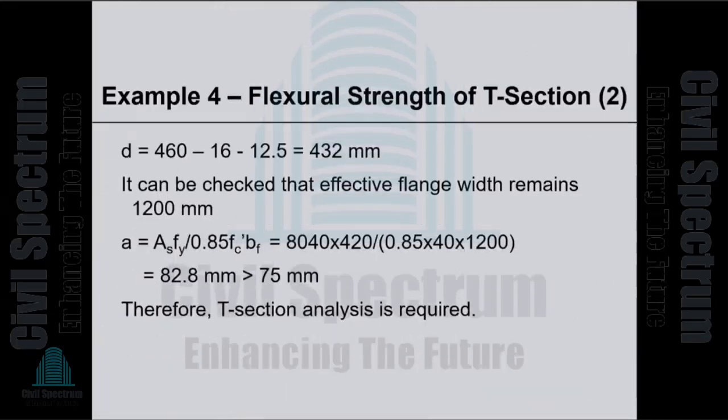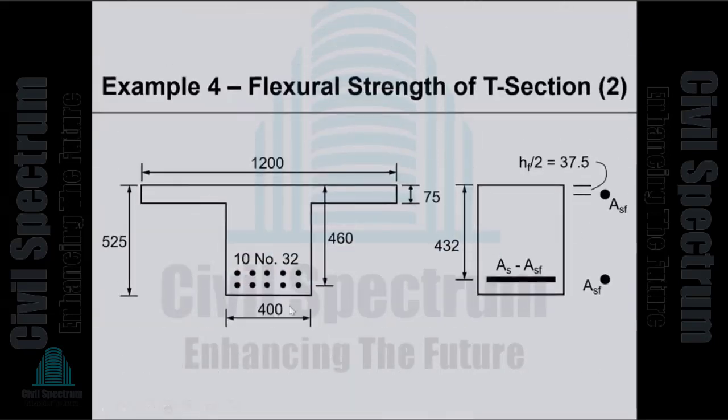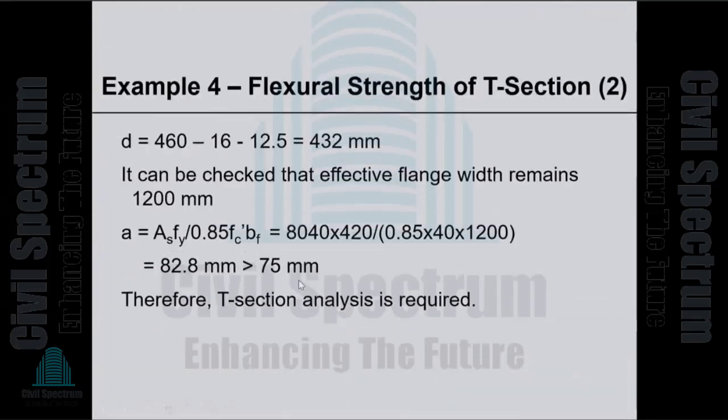Okay, so let's do this calculation. Our D sub T is 460. The clear distance between the layers, I don't know, it must have been given somewhere, is taken as 16 millimeters.